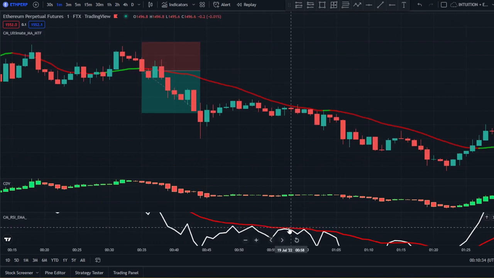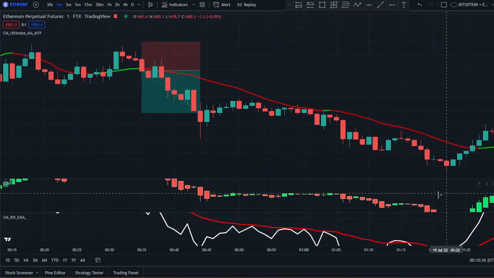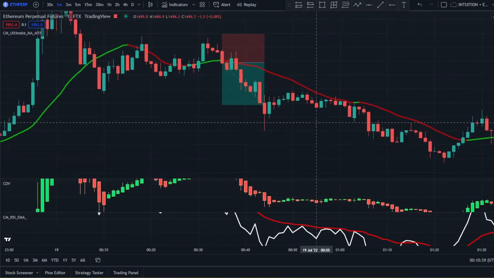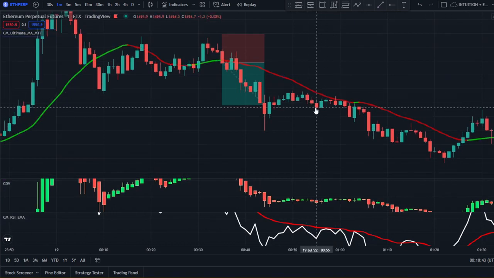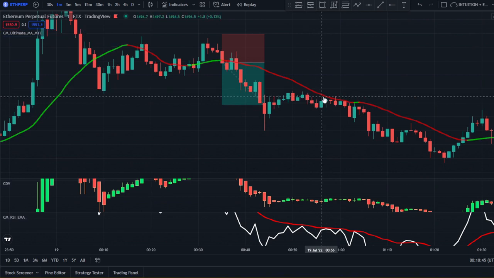So since it touched the red line, we want to look for a short position, and currently the trend line is red and the candle's price action is below the trend line, which means that it's valid.